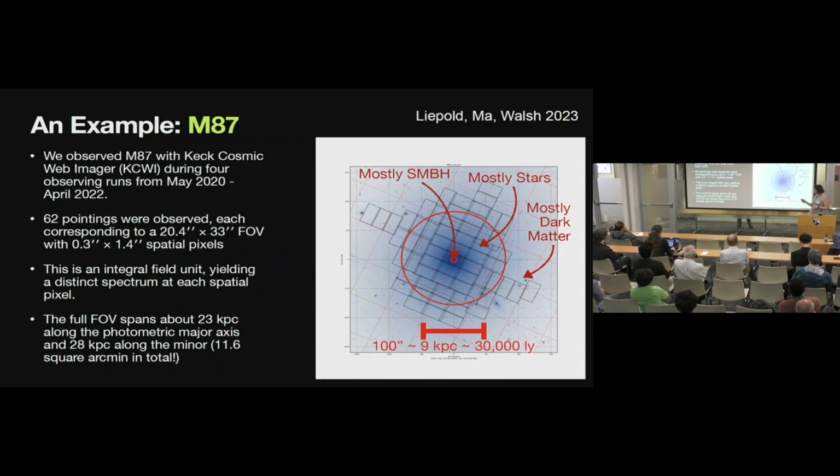Okay, so I'm going to turn now to an example of one sort of instance of these types of observations, and that's M87. So we looked at M87 using the Keck Cosmic Web Imager, or KCWI, across 4 observing runs from basically the start of the pandemic to April of 2022.